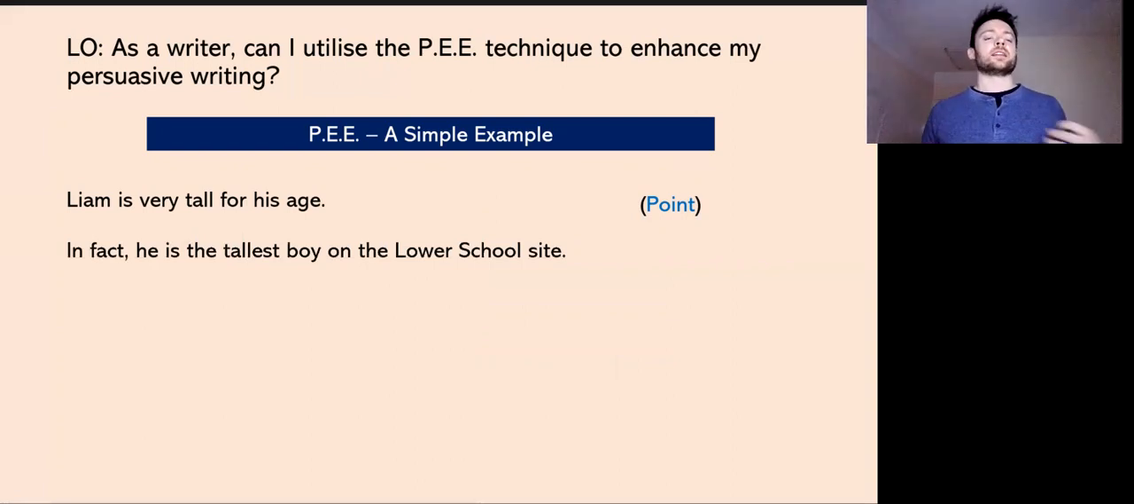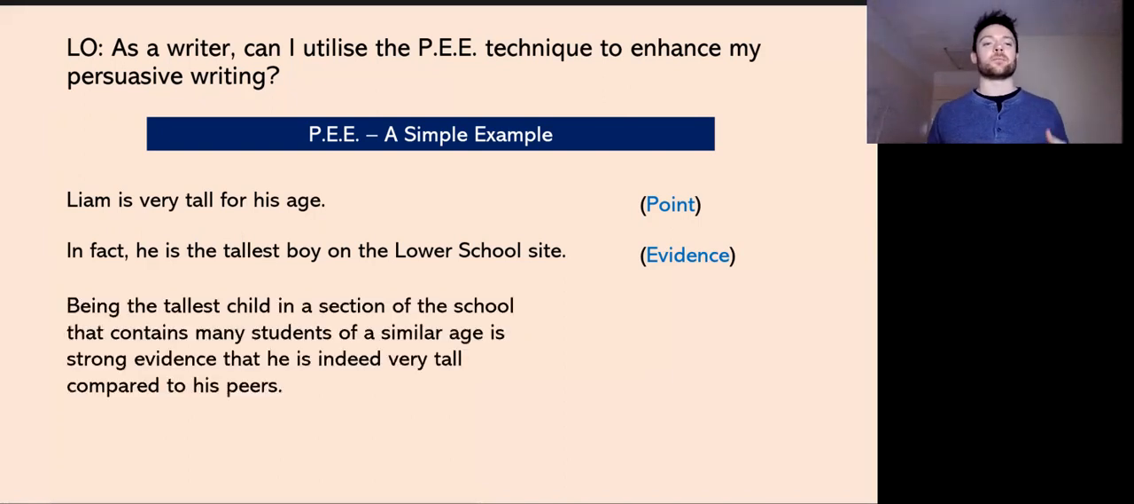Because let's say I said Liam is very tall for his age, you could quite simply turn around and say, well, Mr. Messenger, is he? Where's your evidence? I'll say, oh, well, in fact, he is the tallest boy on the lower school site, okay? There's my evidence. However, we're not finished yet, because it's unlikely, but it's still possible that Liam could be in a school with very few students. He could live in the middle of nowhere and have 5 kids in his school, okay? And in that situation, just because he's the tallest boy on the lower school site doesn't mean he's actually tall for his age. So we need to give it a bit more, okay?